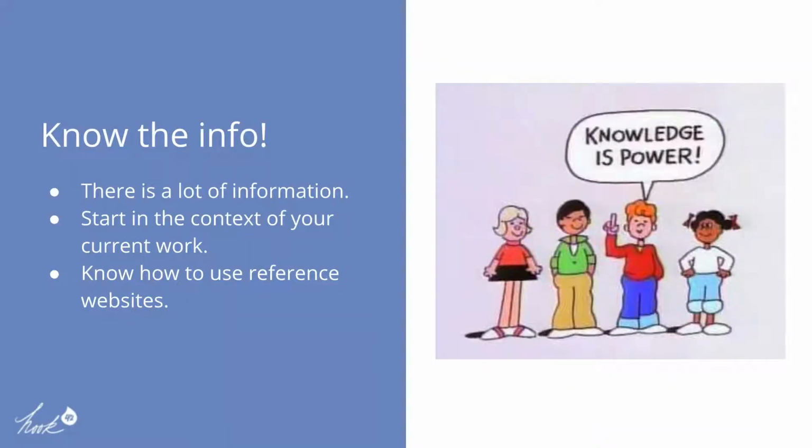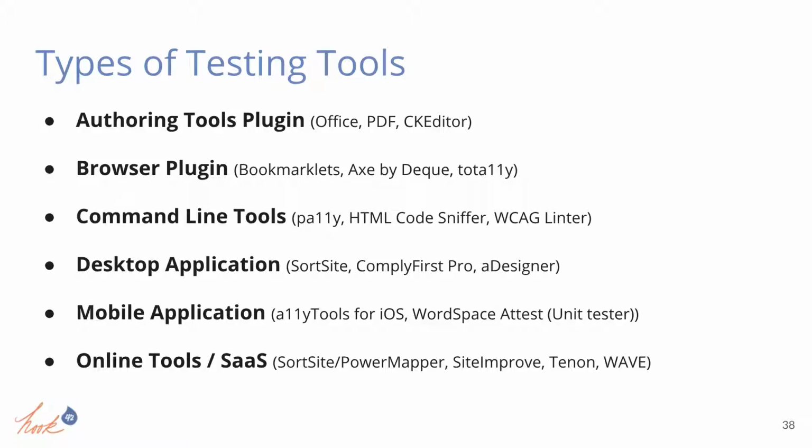So basically know the info, and knowledge is power, but it's okay, there's a lot of information. Start in the context of the current work that you're working on and work out, and know how to use the reference websites. That's why I explained what those success criteria are. That's one of the most important things in using accessibility tools, is knowing what they're talking about.